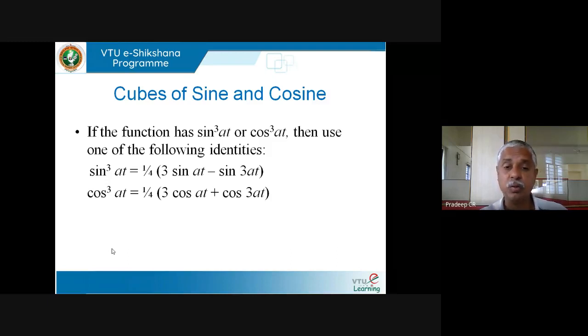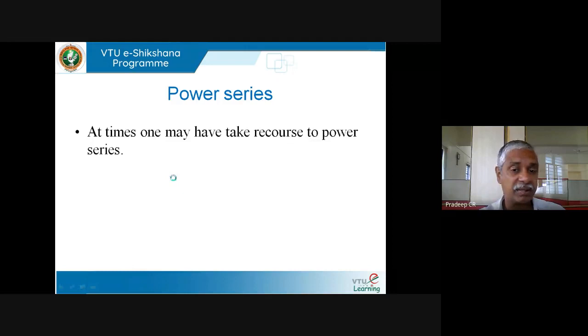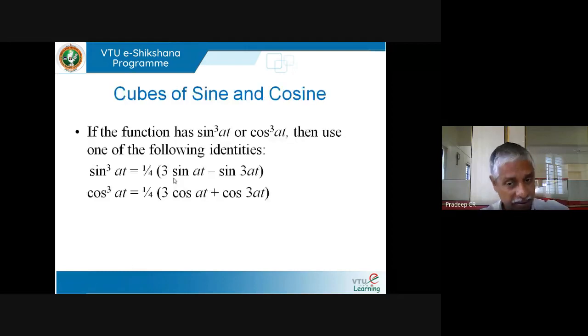Similarly for cos cube also. So if I want to find the Laplace of this, it is easy to find because I have to pull out the constants and I am left with only sine at and sine 3at. Sine at, I know the Laplace; sine 3at, I know the Laplace. So together I can find the Laplace. I have not written an example here, but it follows very similarly. Later on somewhere I'll show an appropriate example.